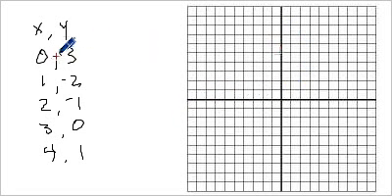So let's just take a look at where we would plot 0, negative 3. We start at our origin, which is 0. We go over 0, which means we don't go anywhere, and we go down negative 3. So we would put a dot right there. Secondly, we have 1 and negative 2. So we go over 1, it's positive, and down negative 2. So we would plot it right there.